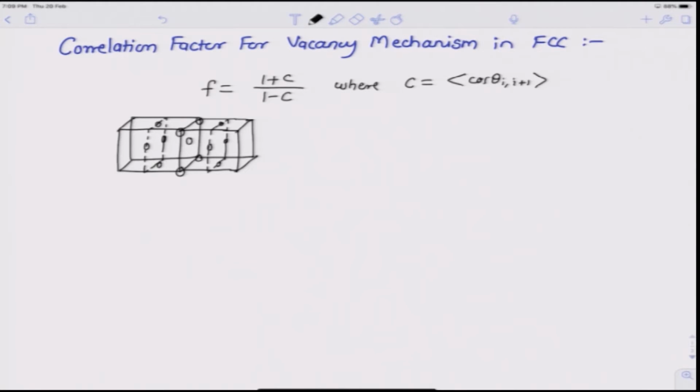And let us consider this cube here. If we draw this separately, you get the same FCC lattice, but now we are putting atoms on the centers of all the edges and one atom at the body center of this cube.